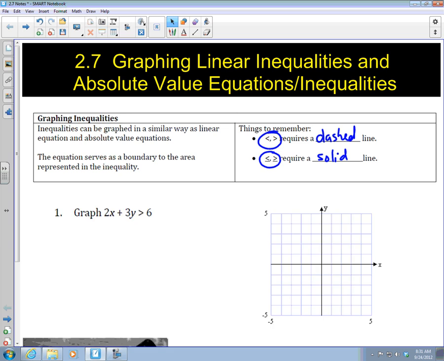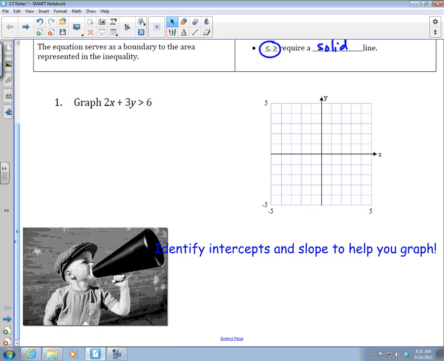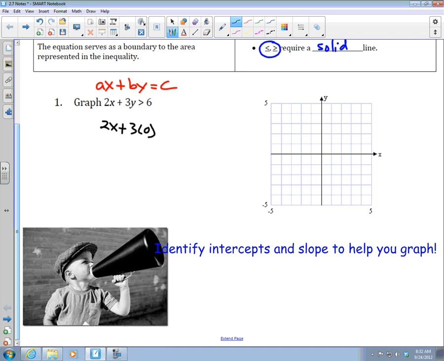And let's jump right into graphing one here. Identify intercepts and slope. Okay, well, this one's in standard form, AX plus BY equals C. It's the same thing as greater than C, whatever. So let's find our X and Y intercepts. So first of all, plugging in 0 for Y. 2X plus 3 times 0 is greater than 6. Basically 2X, we'll just say is equal to 6 because we're looking for X and Y intercepts.